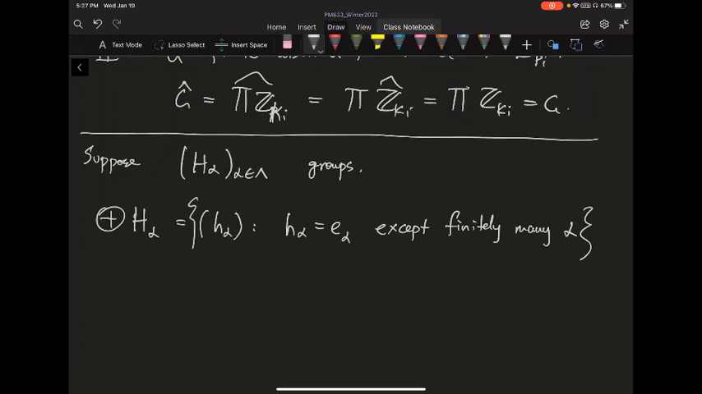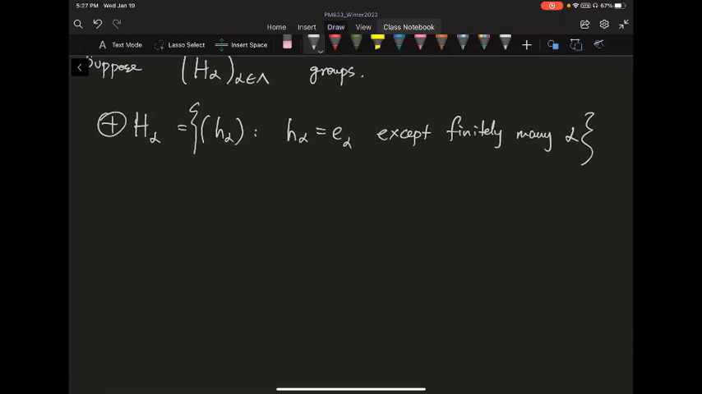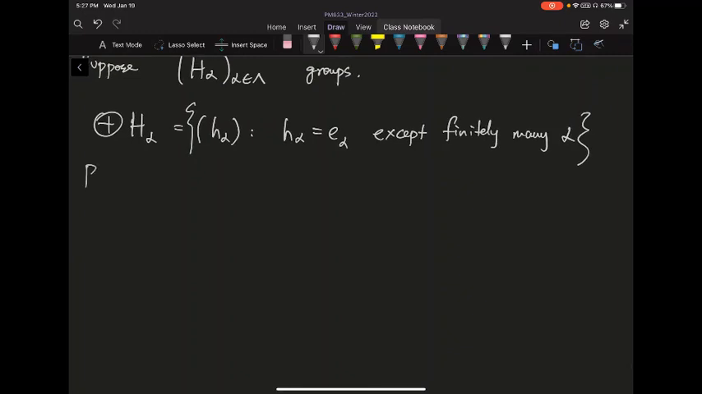Okay, so as you can see now, a lot of them are going to be identity. You can now take the product. Apparently this is a group. You take two elements, you do the usual pointwise multiplication, inverse, and so on. You can show it's closed and it's a group. It's fairly trivial. So here is the proposition.